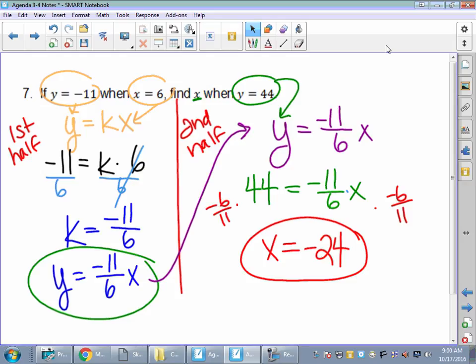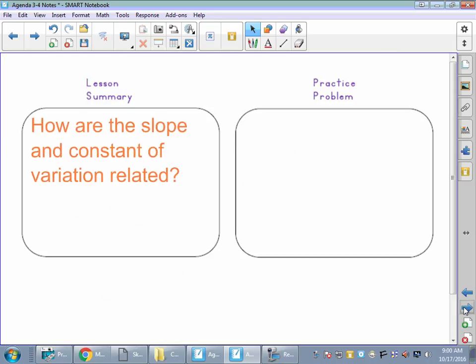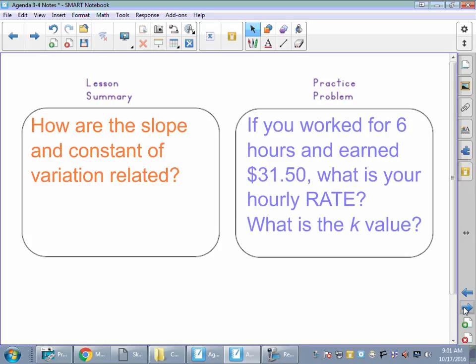It's a little messy, I know, but if you can split it into two halves, it helps a lot. All right, so this is an easy one. How are slope and constant of variation related? I said that about 8 times, I think. And a practice problem: if you worked for 6 hours and earned $31.50, what is your hourly rate? What is your k value? And I could say, what is the slope if you graphed that? I think everybody should be able to figure that out.